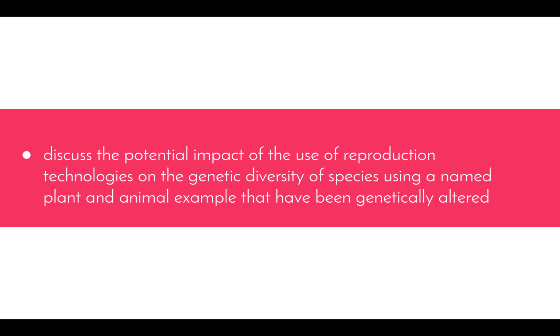This video is going to be looking at the dot point: discuss the potential impact of the use of reproduction technologies on the genetic diversity of species, using a named plant and a named animal example that have been genetically altered. So we've been looking at two examples, being a plant example of BT cotton and an animal example of salmon with human growth hormone that has been inserted into it.